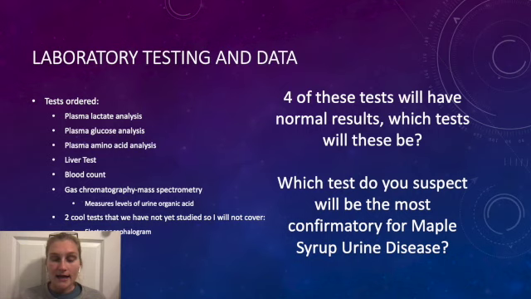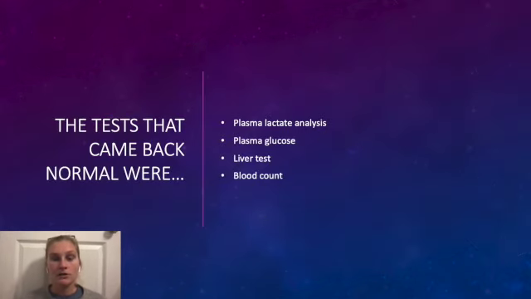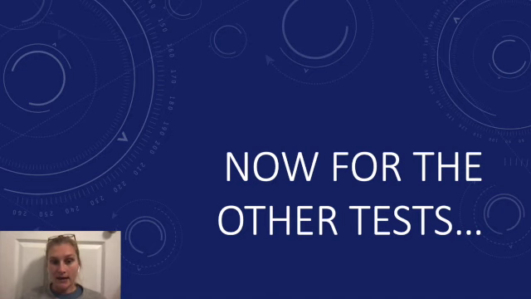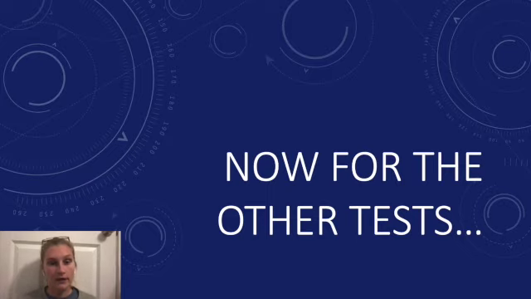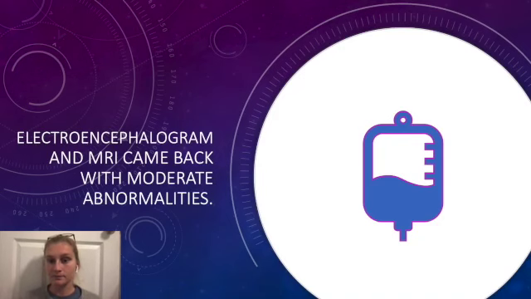So 4 of these tests came back with normal results. So think a little bit about what you think these tests will be, and then also which test do you think will be the most confirmatory for the disease that we know the patient will be diagnosed with. So the tests that came back normal were the plasma lactate and glucose analyses, the liver test, and the blood count. And now for the other tests.